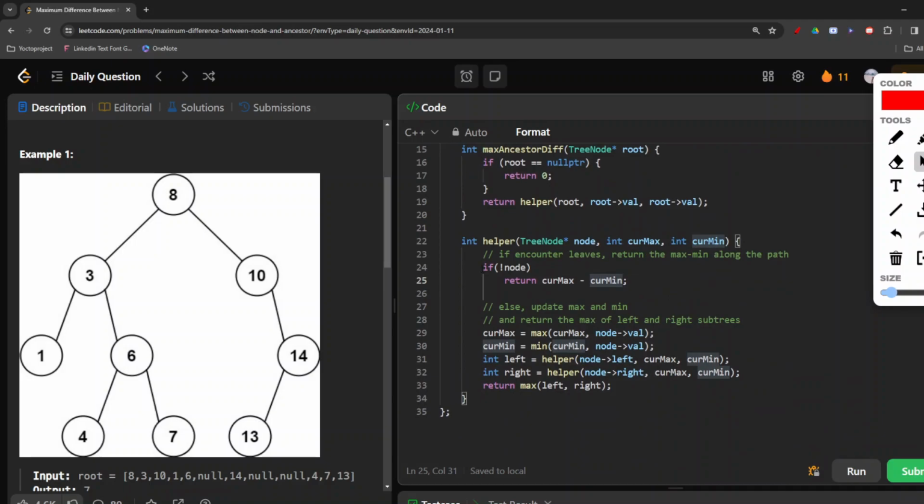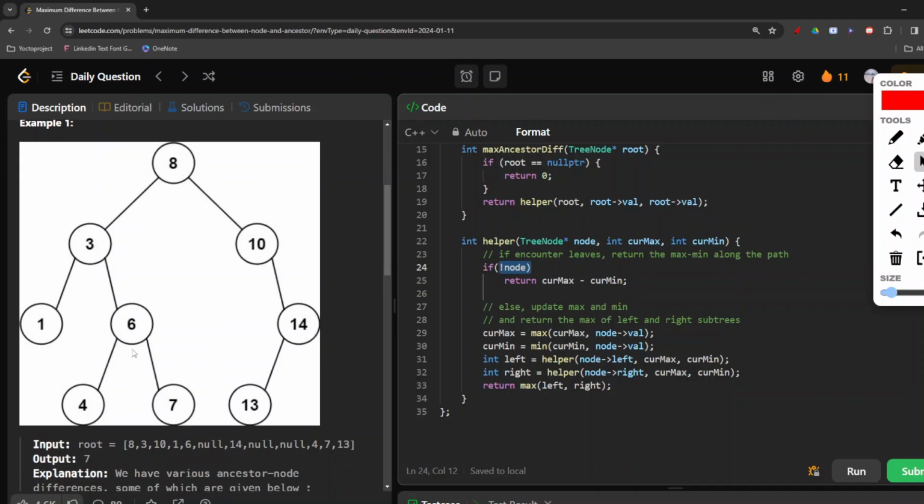Now here, the first thing is that if node equals null, meaning if not node, simply refers to if node equals null. In that context, I will be returning whatever current max and current minimum are there at that point. And node equals null simply refers to when we are at the leaf node. The next node is not present, right? So it would be null.